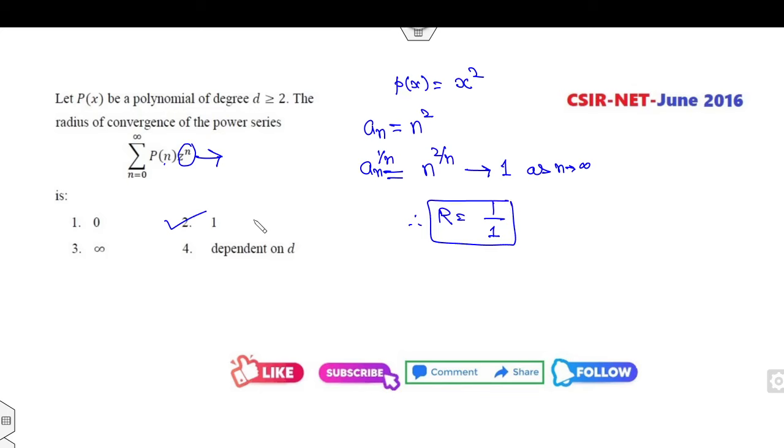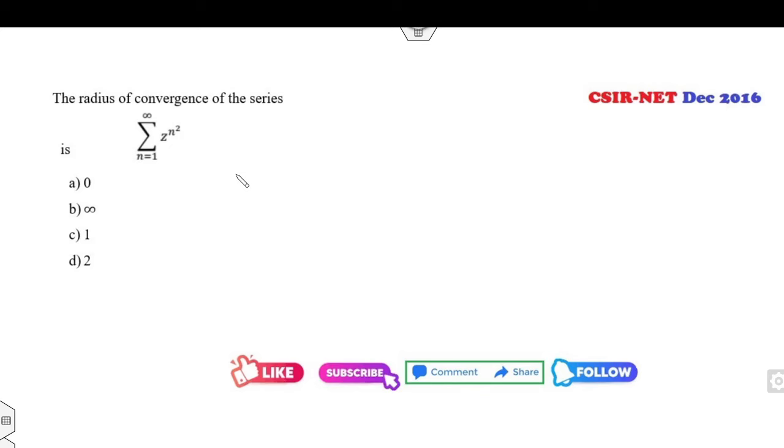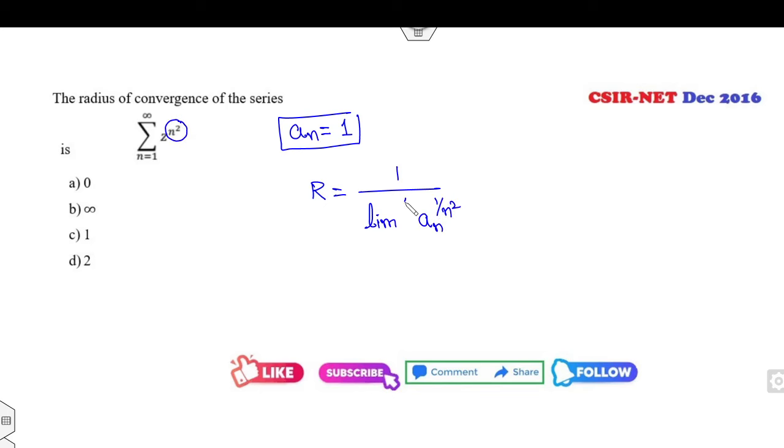Fine. But as I told you the shortcut trick, it is quite easy to get the answer in a couple of seconds. The radius of convergence of this series. What is the a_n? 1. So what is the radius of convergence? 1 over the limit of a_n raised to power 1 over n squared, because my series is in terms of n squared.